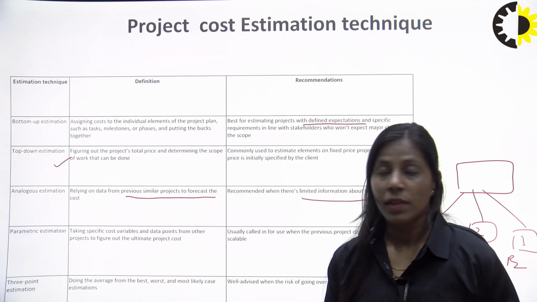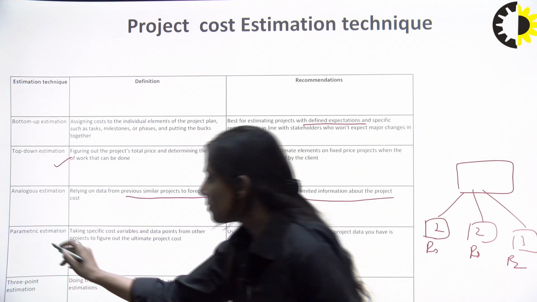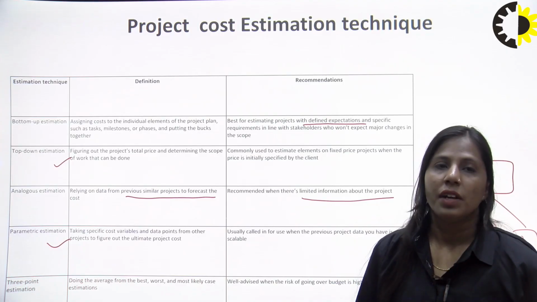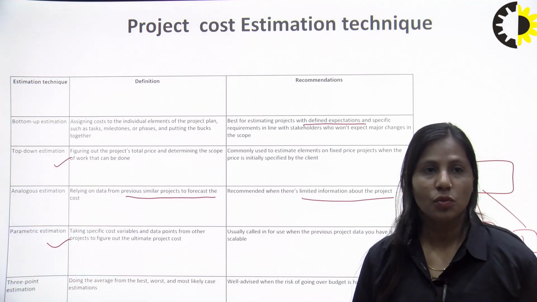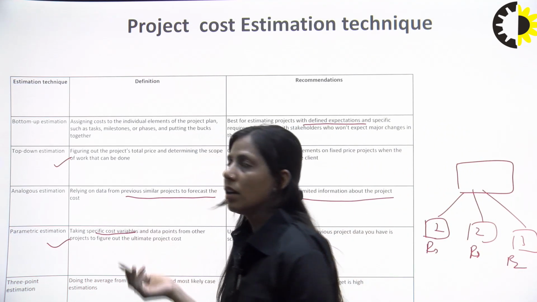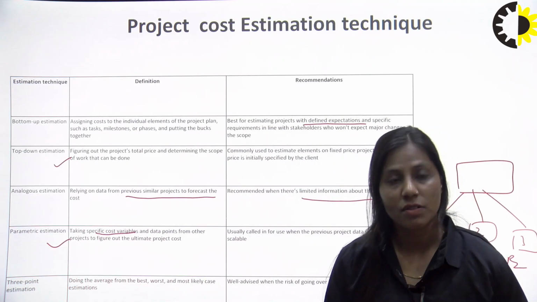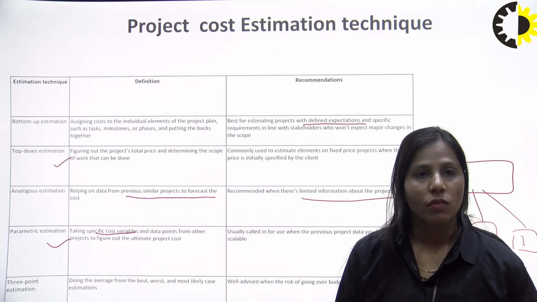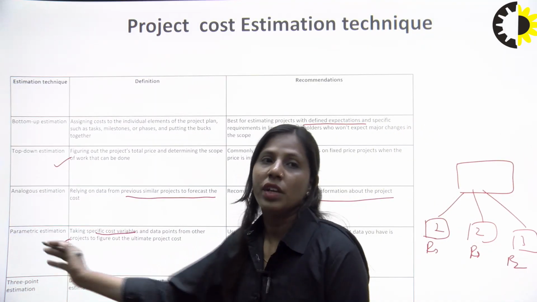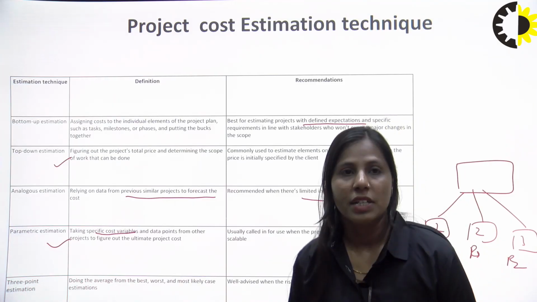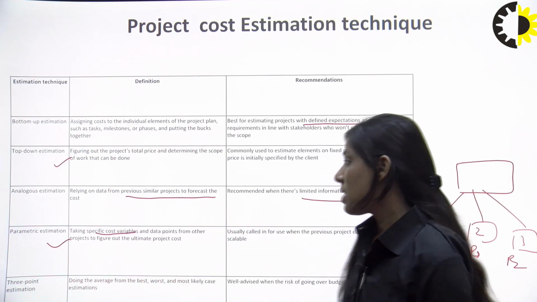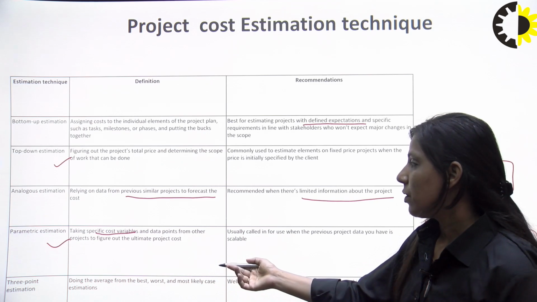Now talking about the parametric estimation, we are taking specific cost variables, some data points on particular projects, to figure out the ultimate project cost. For example, we are taking variables like labor, materials, what resources we require, what development tools we require. So we are taking some variables to estimate that cost. So this is the parametric estimation, where we are calculating the price or cost on the basis of some factors like material, resources, persons, or the team.